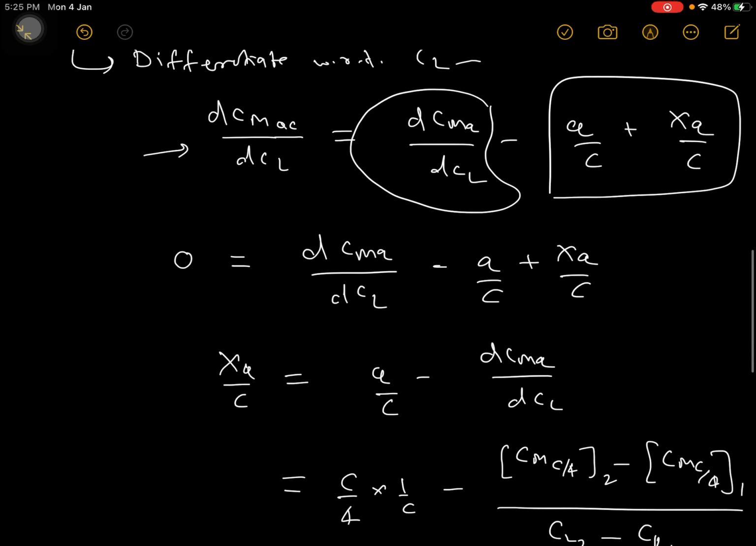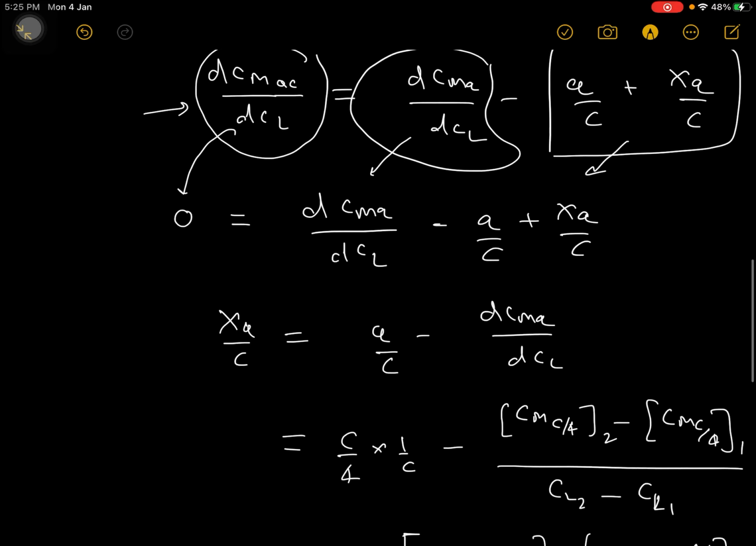Now you know that CMAC is a constant number, so if you differentiate it will be 0, because the coefficient of moment at the aerodynamic center is 0. It will not change with CL because the moment is constant at the aerodynamic center, so the coefficient of moment will also be constant. So now the remaining term is this and the remaining term is this. Now in this term, take care of this A and this CMA, and already this XAC I am writing here. So it means what?